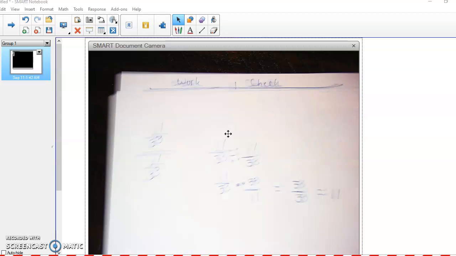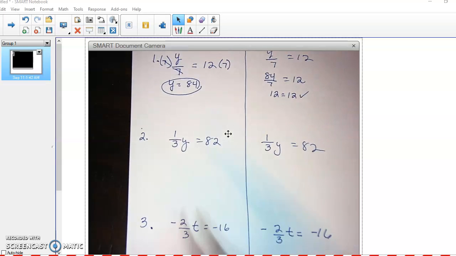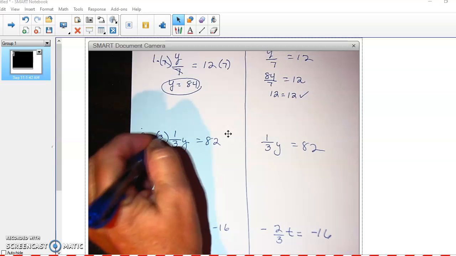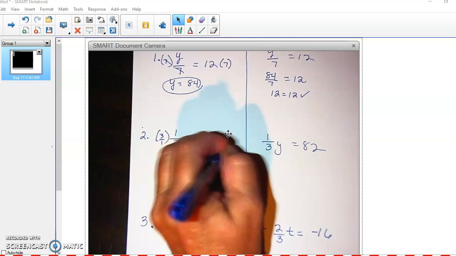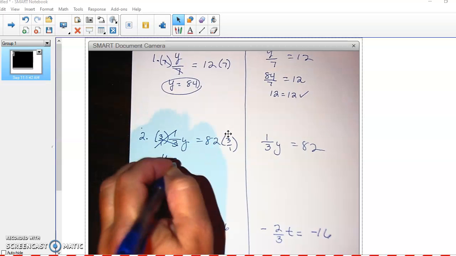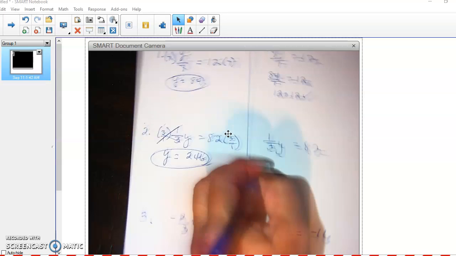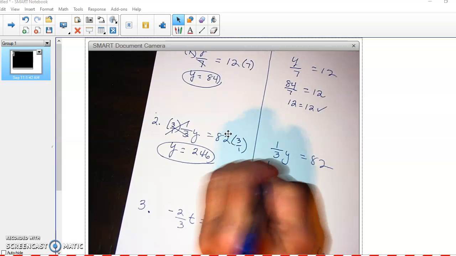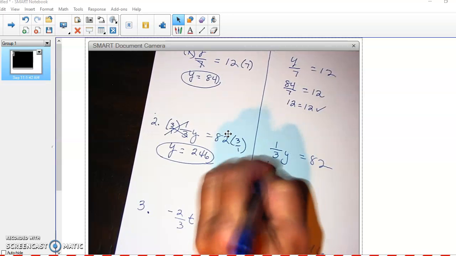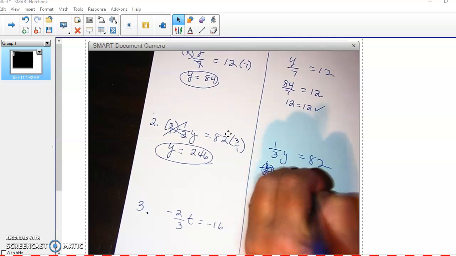So let's go back to this one. Basically, we are going to divide, but we're using the rules of fractions. So we're going to multiply by the reciprocal. That cancels, and that's y equals 246. So now we're going to take the 1/3 y, 1/3, and multiply it by the 246.